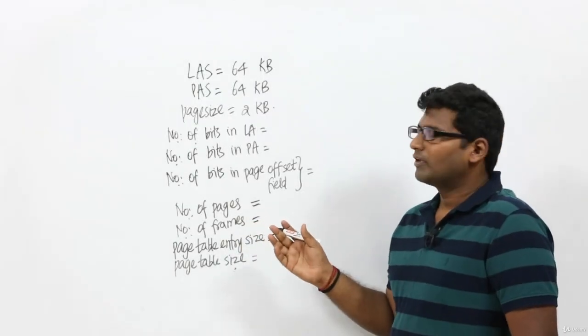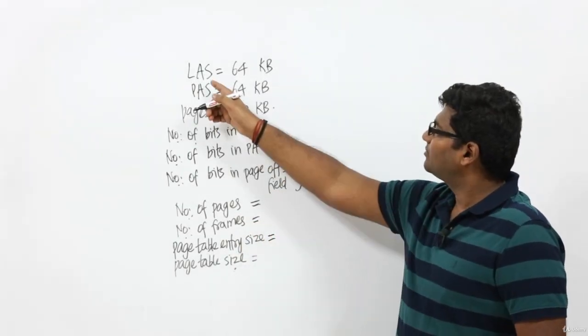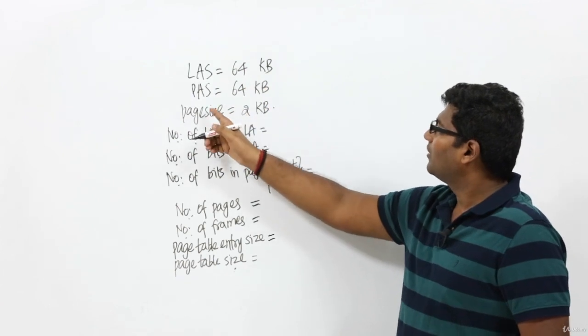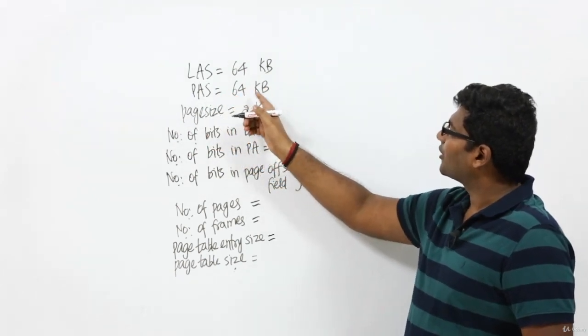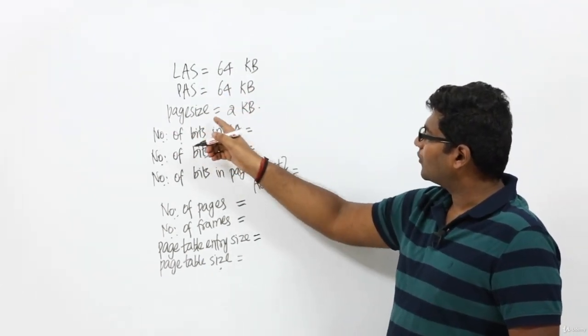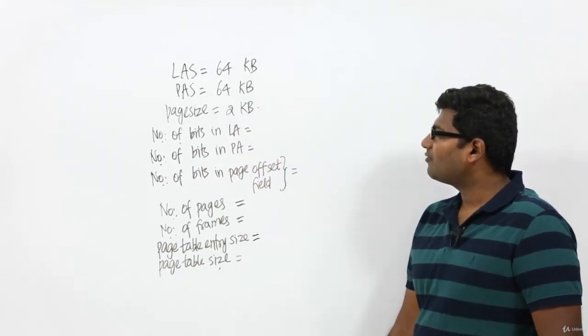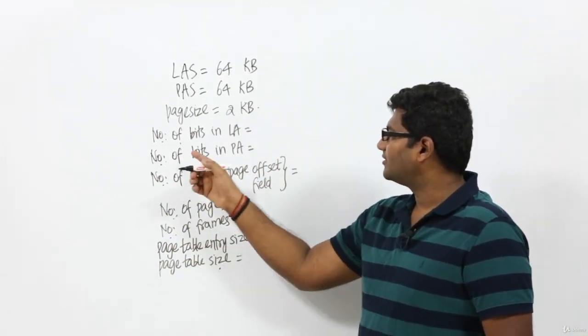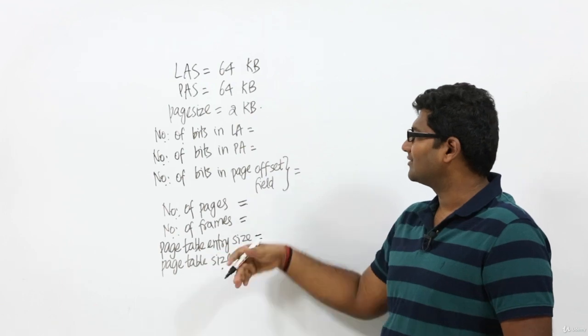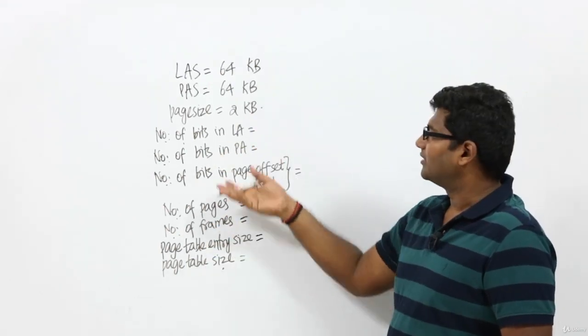Let's solve this problem. They have given that logical address space equal to 64 KB, physical address space equal to 64 KB, and page size equal to 2 KB. Now we need to find out all these things: number of bits in logical address, number of bits in physical address, and so on. Okay, we need to find all these things.